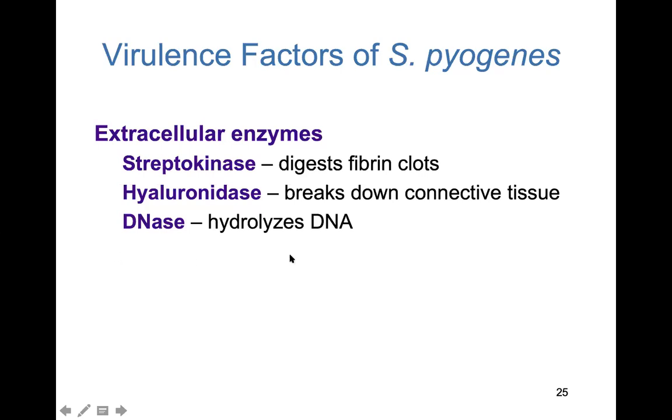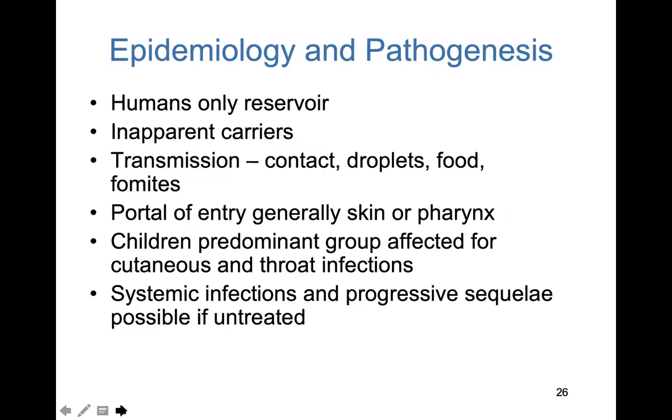DNases we saw yesterday, which hydrolyze DNA. These are common with the staph or the strep. Very common virulence factors. All right. So humans are the only reservoir for this. You can make out with your dog or cat all you want. They're really not going to have Strep pyogenes in their throat.